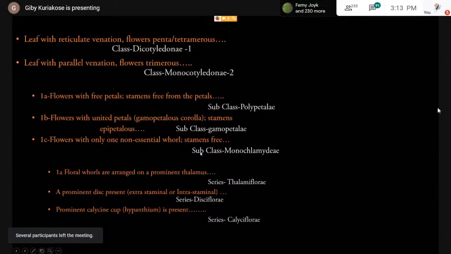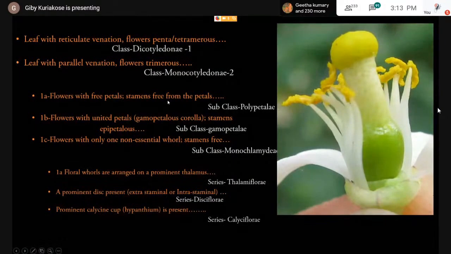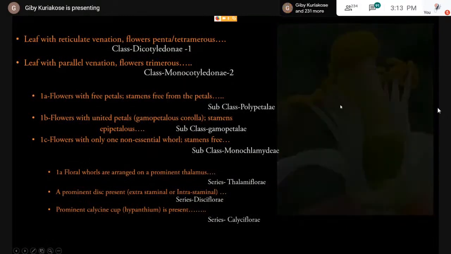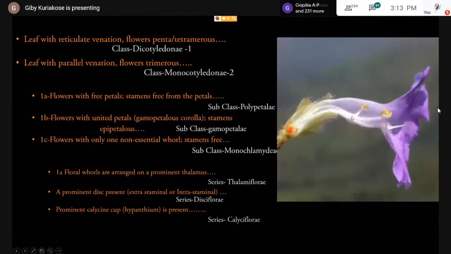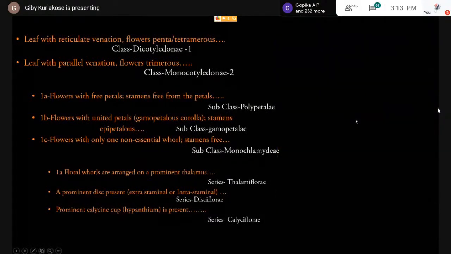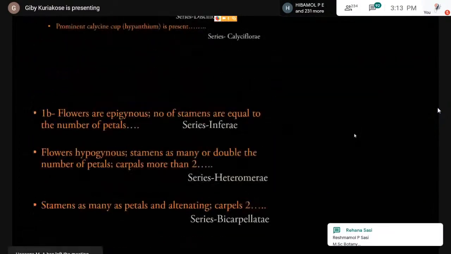This is the basic key going into the family, or subclass or series. There are Polypetalous flowers. They come under Polypetalae, with free petals and stamens free from petals. Then Gamopetalous flowers, wherein the petals are united and stamens are borne on the petals. And then there are Monochlamydeae, wherein only one chlamys is present. This is a Litsea species of the Lauraceae family, wherein only one perianth whorl is present, Monochlamydeae.